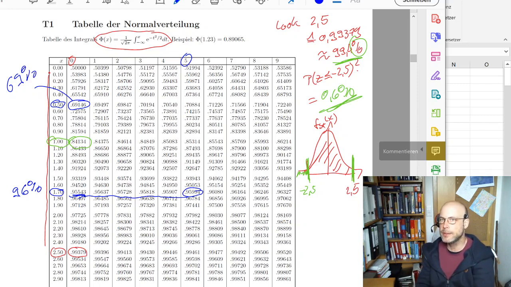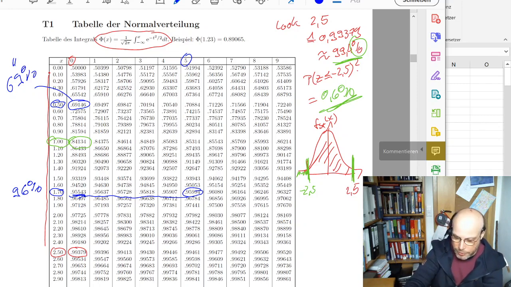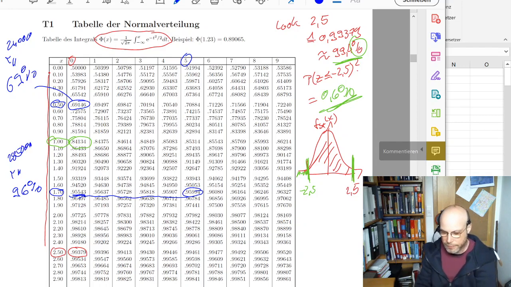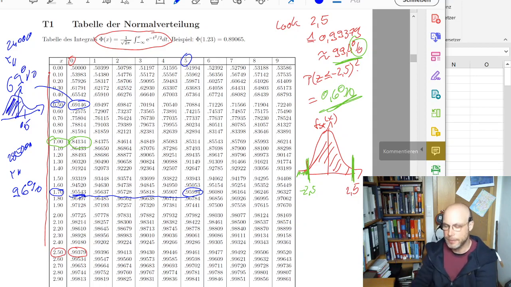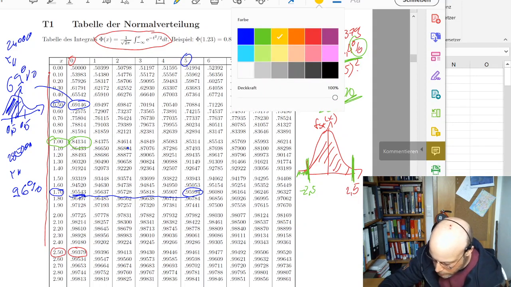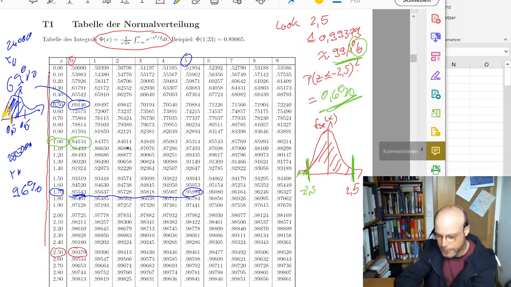So what do we have to do with these two numbers? This is the probability for 24, and this is the probability for 28.5. What do we have to do with these two numbers, 69% and 96%? Which area is this? This is plus 0.5, so the 69% is this area, but we want to know the area. Let's take yellow. What we know is this area here.